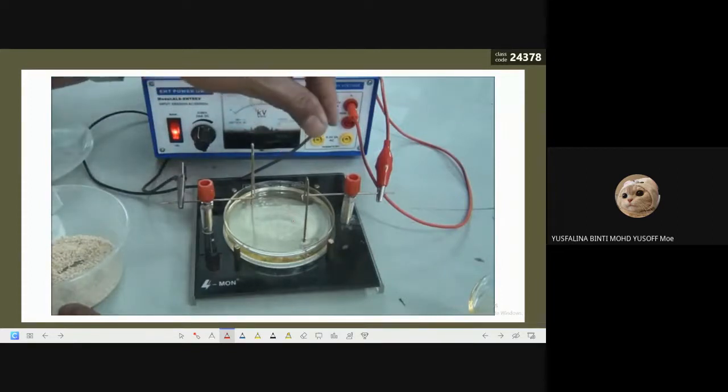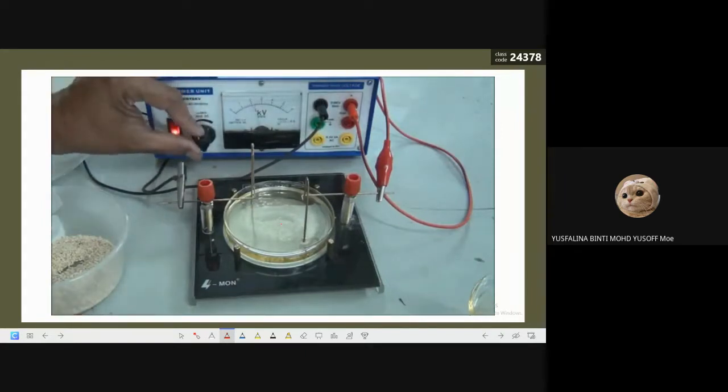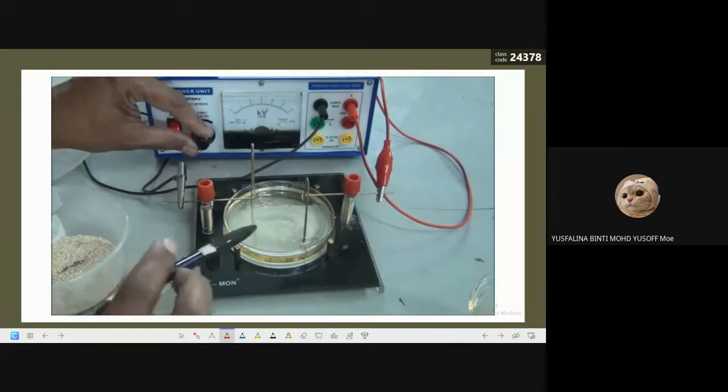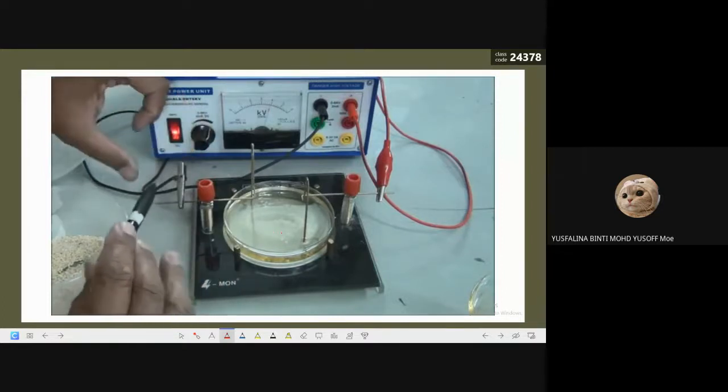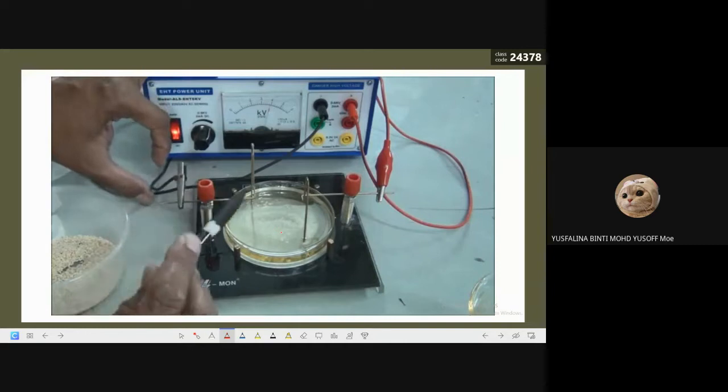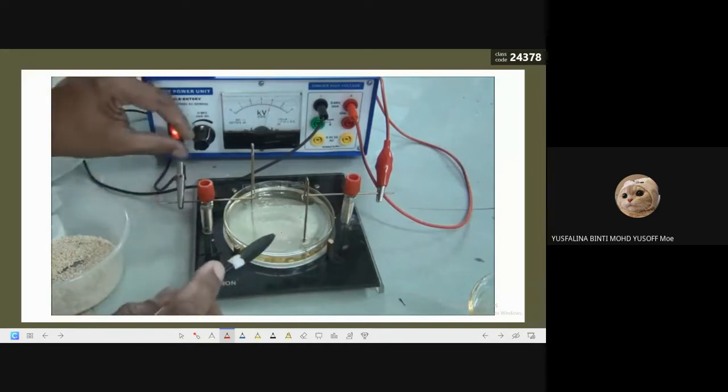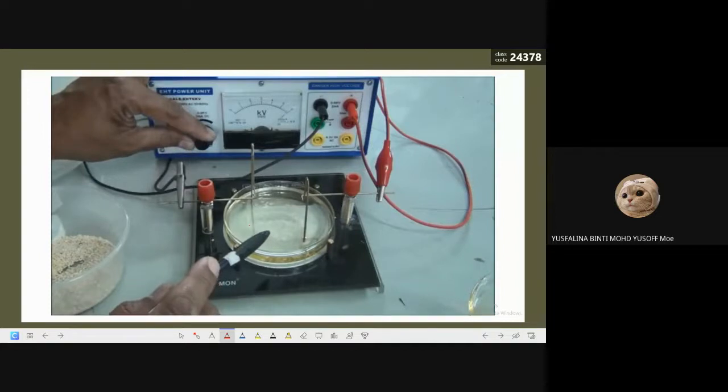So you can see, they put semolina grains inside of it. We increase the voltage, so you can see there is a movement. There are grains moving from the negative terminal to the positive terminal. So you see there is movement from the positive to the negative.